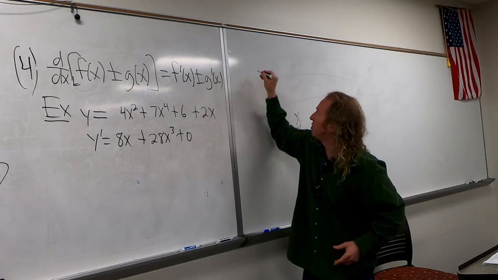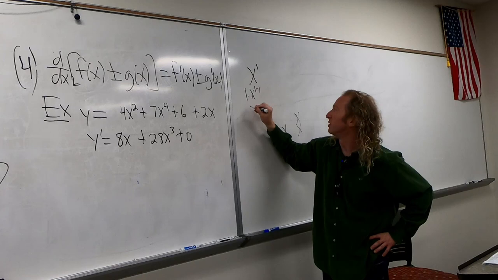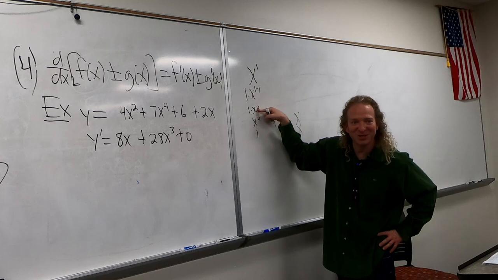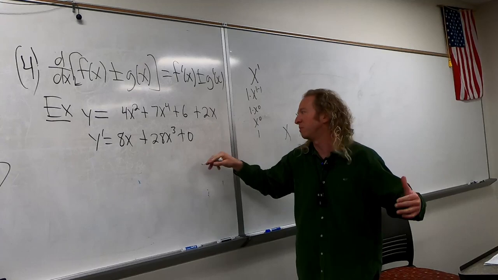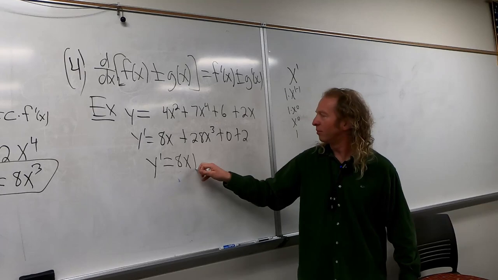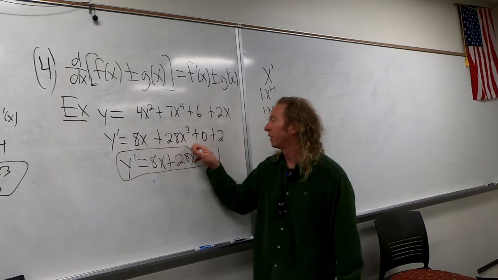Because you can think of it like this. Two reasons. One, you can put the 1 in the front. No one does this. This is weird. So you bring down the 1, subtract 1, 1 minus 1 is 0, so you get 1. Another way to think about it is it's a straight line, so the slope of the line is 2, because it's mx plus b. So you would just rewrite it now. You would just get 8x plus 28x cubed plus 2. Okay, that's it.